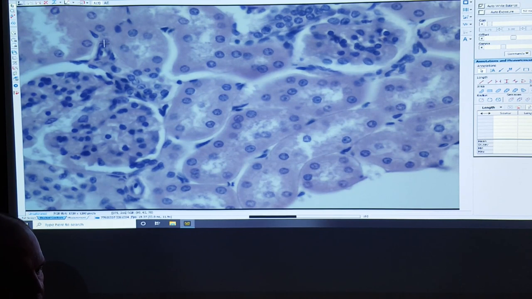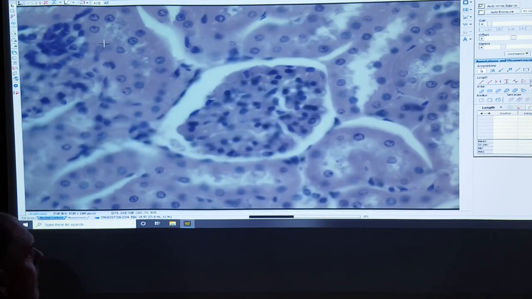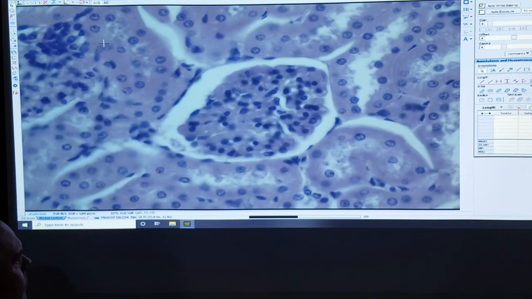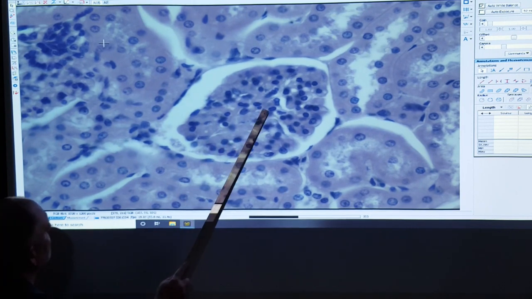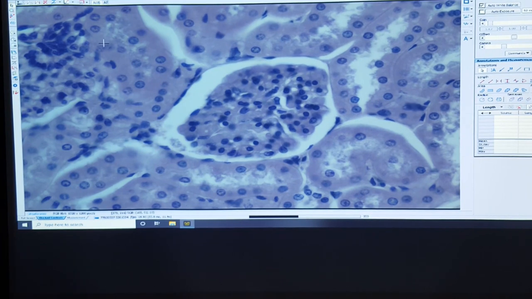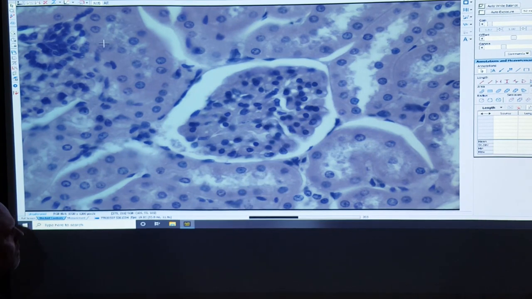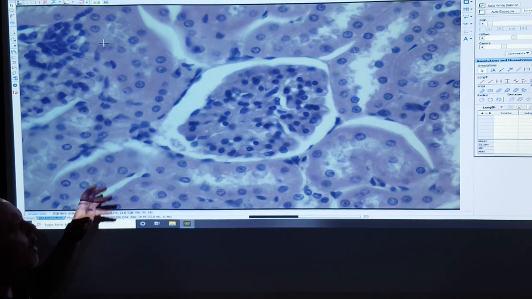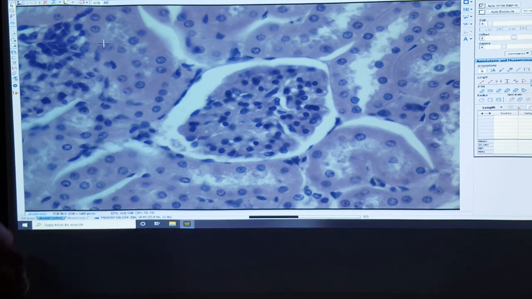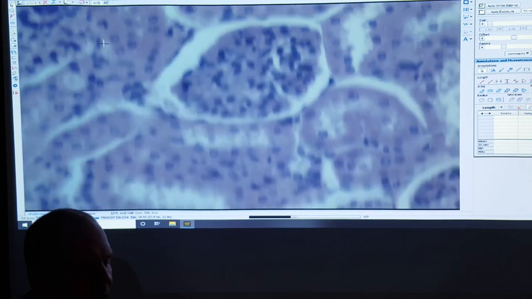Just panning around a little. Okay, here's another beautiful glomerular capsule. Distal convoluted tubule right here. Not a really great proximal convoluted tubule. This happens to be one, but I'd look for one that's a little more round in appearance. Bagel-like, if you will.